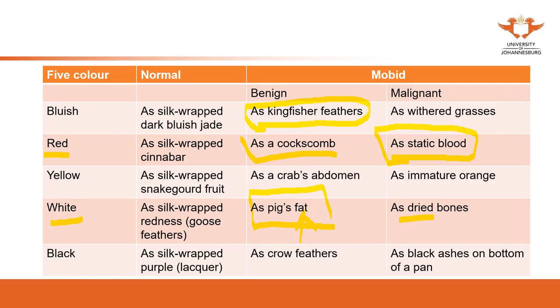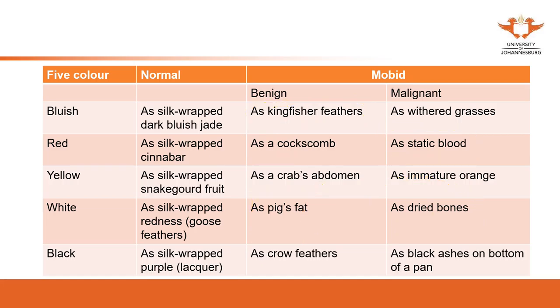Dried bones. When you study your anatomy, when you go to the lab, you will see the dried bones. What's the color of the dried bones? If we see this kind of color on the face, this also indicates a disease condition. Black, like crow feathers.